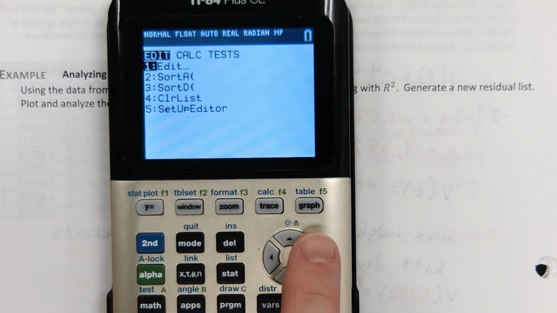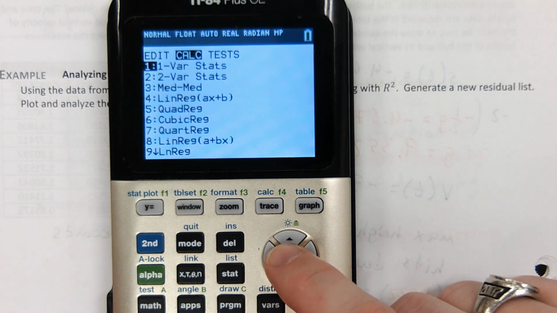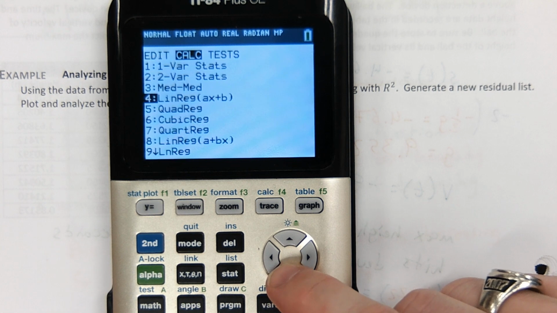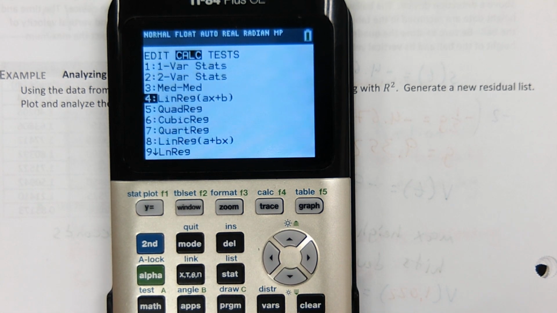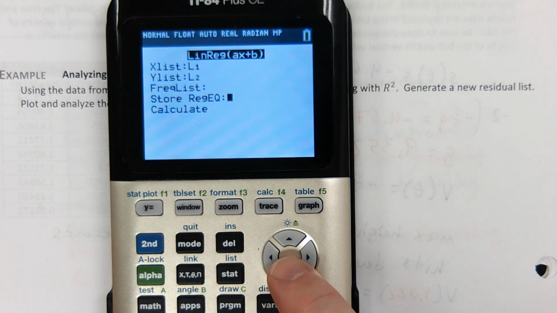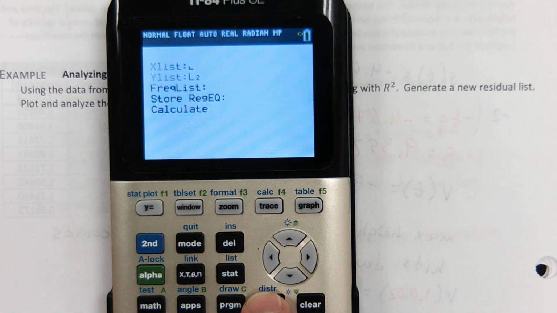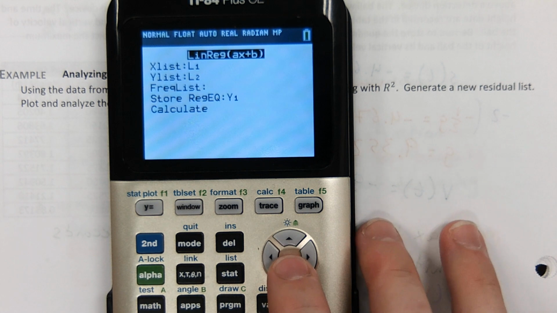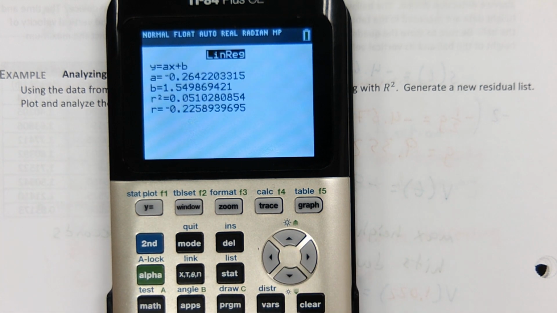So stat, calc. We already know that this quadratic was a gorgeous model, right? Let's go ahead and say it was a straight line. Let's get a linear regression and store the linear regression as y1. Vars, y vars, function, y1. And hit calculate. And there's our equation. Look, we already know that it's a bad model without those residuals because r squared is almost 0. So that's a bad model, okay?